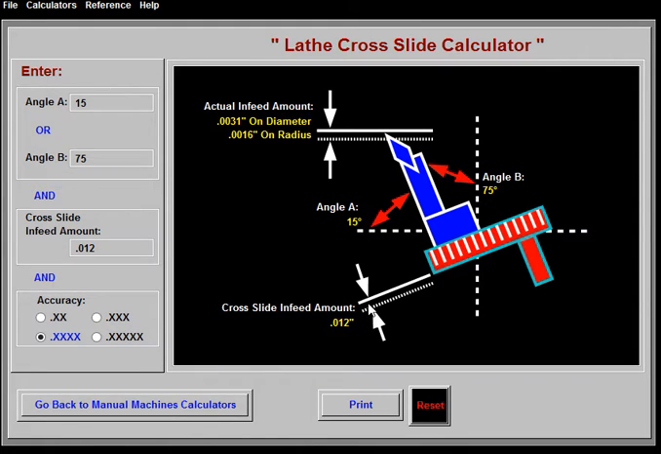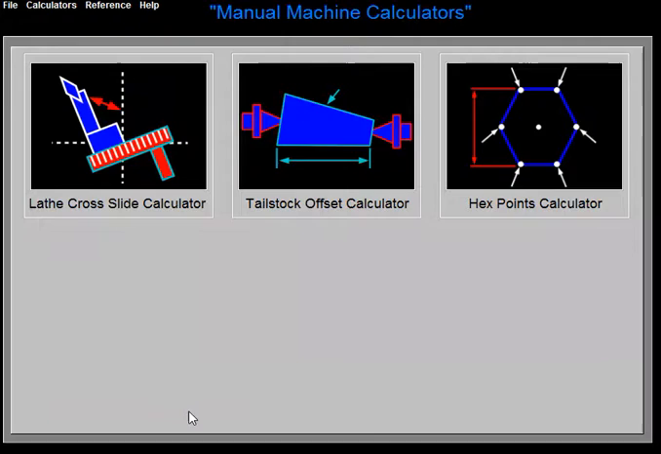you're actually dialing in. For instance, in this one, angle A is 15 degrees, obviously angle B 75. Let's say you're moving in 12 thousandths on your dial, but you'll actually be cutting in 0.016 on radius or 0.031 on diameter. It's pretty cool, especially when you're threading that way.